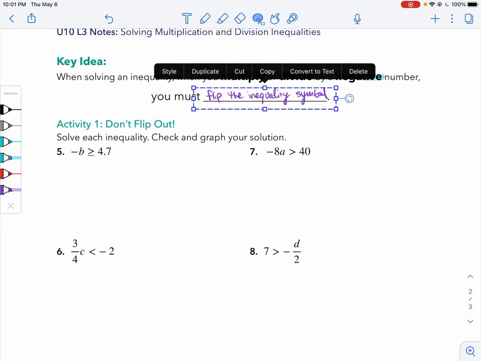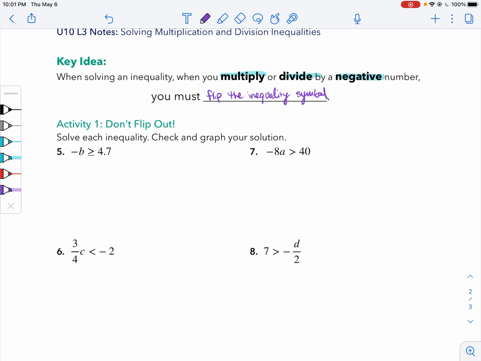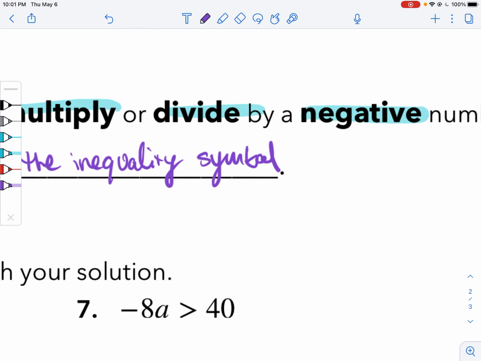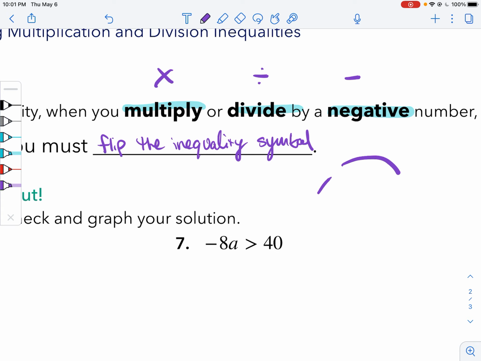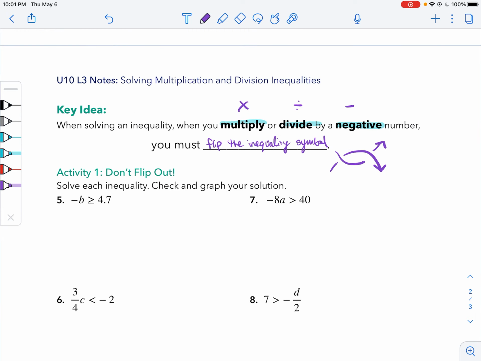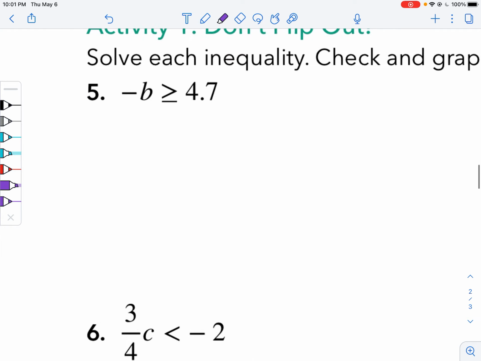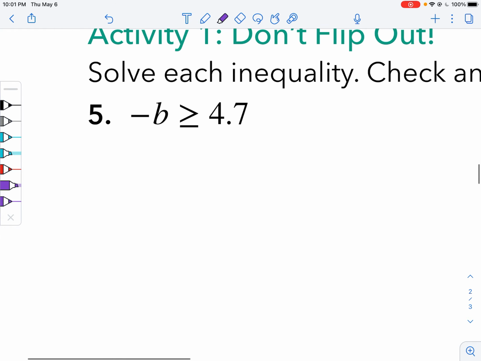When you multiply or divide by a negative number, you must flip your inequality symbol around. Okay, here we go. We're almost done with this equation.